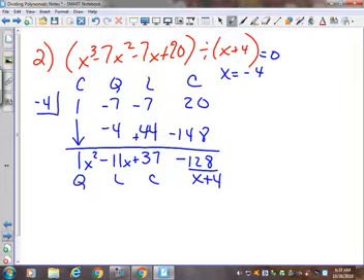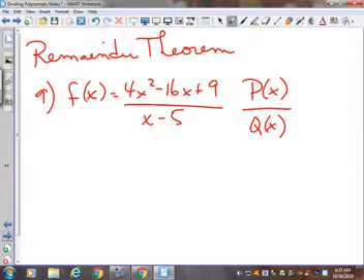Now, how do I know this is even right? Well, let's look at it. There's a thing called the remainder theorem. And in the remainder theorem, you can check to see what the remainder is going to be before you work a question. For example, this divisor has x equals 5 is a zero of the function.